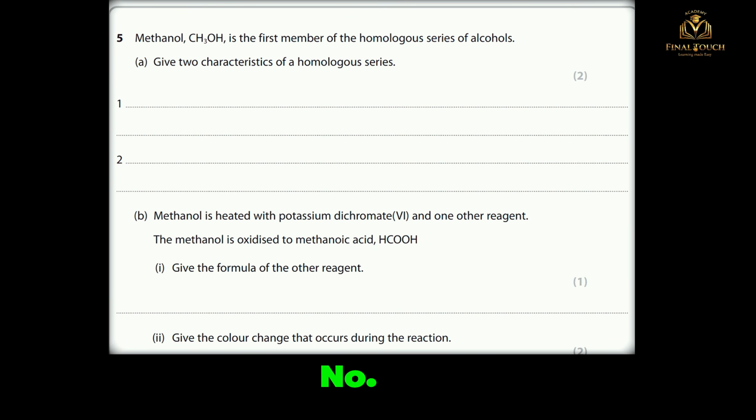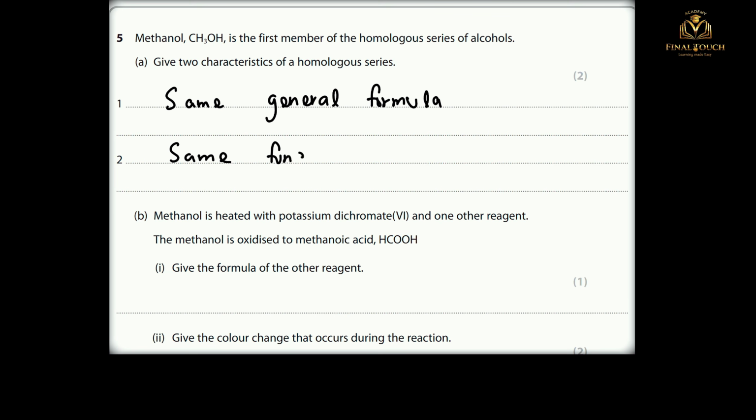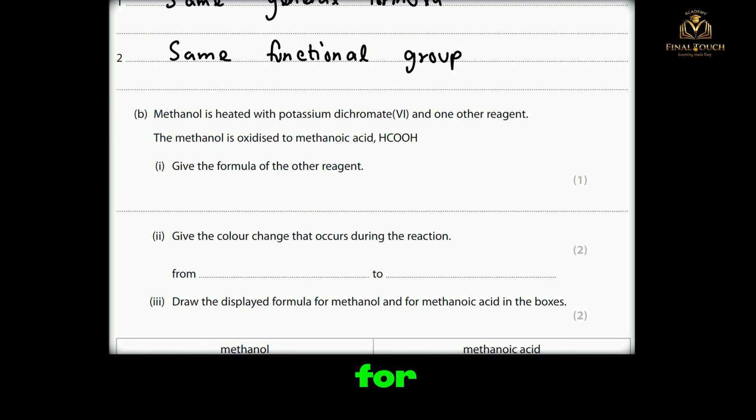Moving on to question number 5. Methanol, CH3OH, is the first member of the homologous series of alcohols. Give two characteristics of a homologous series. So for a homologous series, it has the same general formula. Secondly, they have the same functional group. That's your answer for question 5, part A.